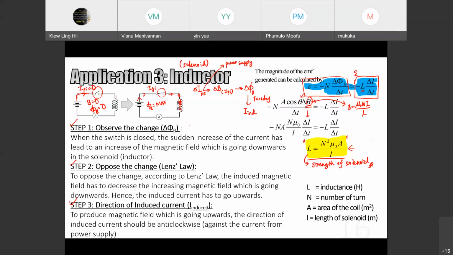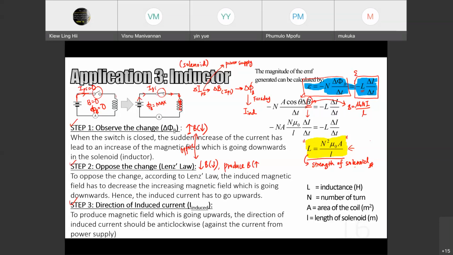By the solenoid right-hand grip rule, the direction of the magnetic field generated by the current from the power supply is going downwards. So there is an increase of the magnetic field which is going downwards. Now, to oppose the change, the system would like to decrease the magnetic field which is going downwards. So I have to produce a magnetic field which is going upwards.